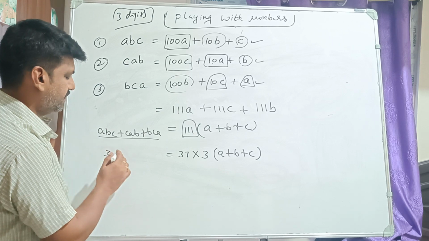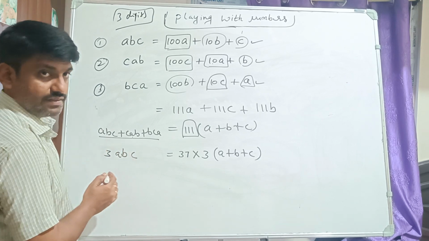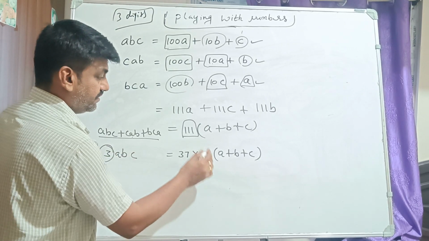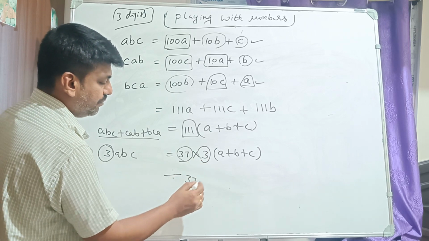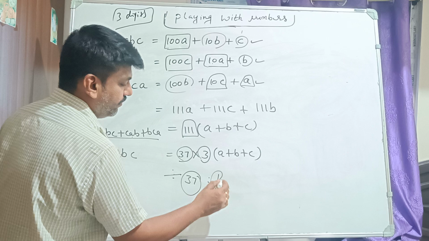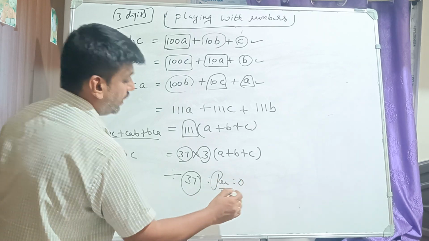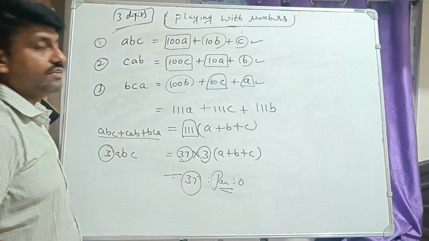What is the meaning of that? 3 times ABC is there. So this 3 and this 3 is common. So what is the dividing term now? The dividing term is 37, so that you will get the remainder 0. For what digit? For the 3 digits, right?